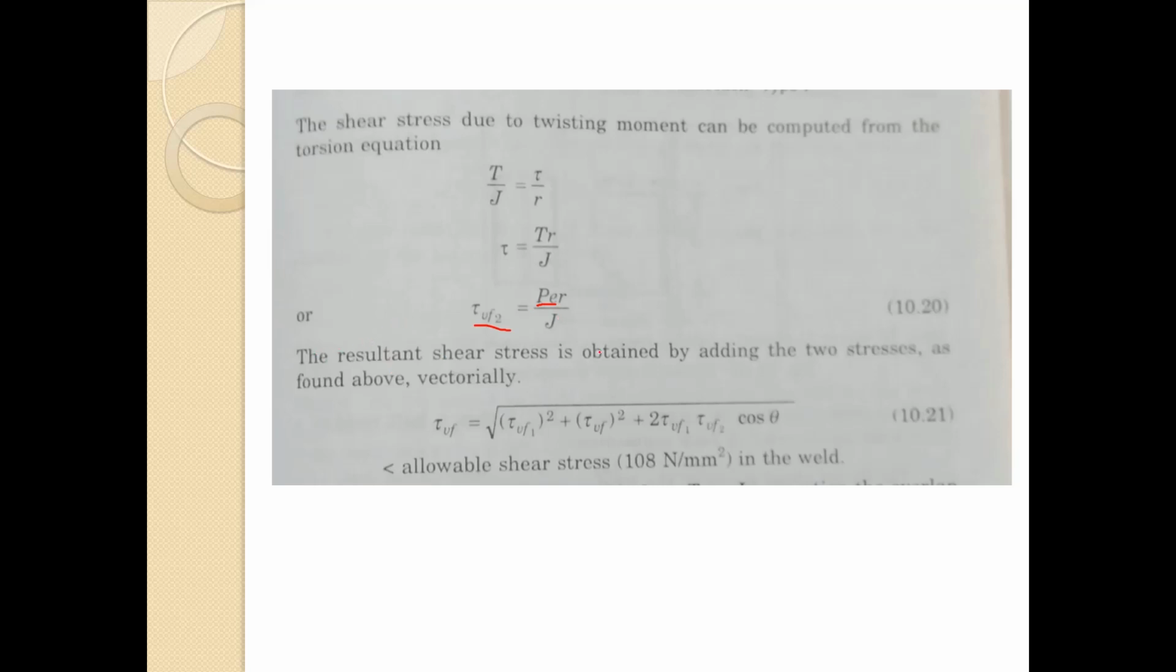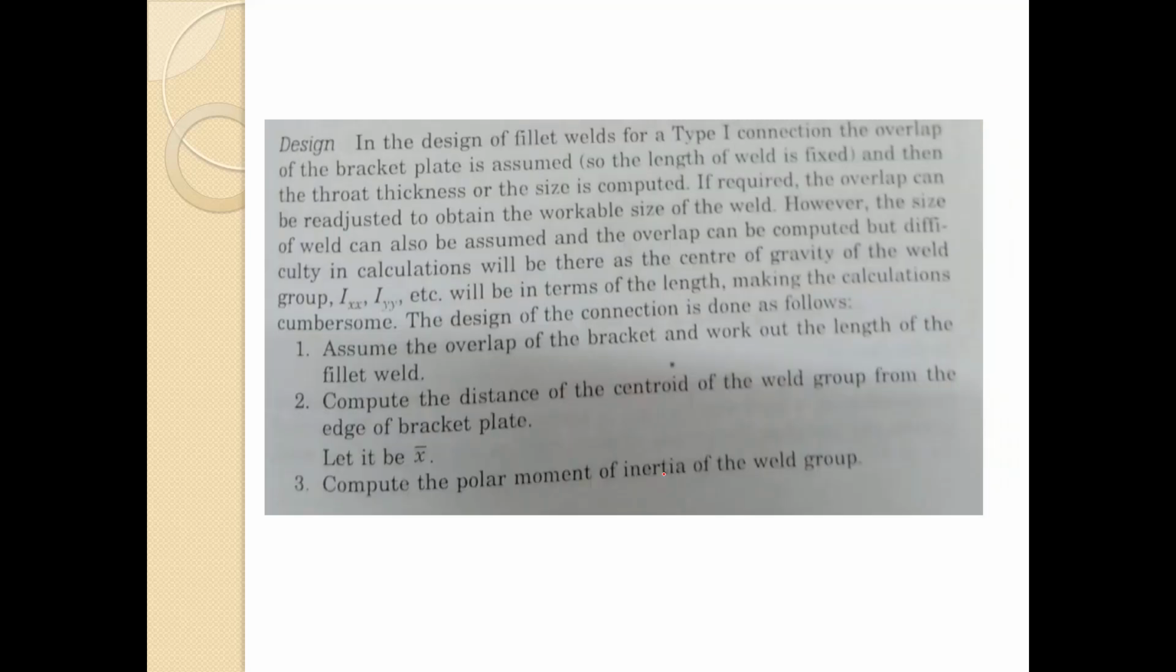Now the resultant shear stress can be obtained vectorially, that is tau Vf equals under root tau Vf1 square plus tau Vf2 square plus 2 tau Vf1 tau Vf2 cos theta, and which should be less than the allowable shear stress, that is 108 Newton per mm square in the weld.